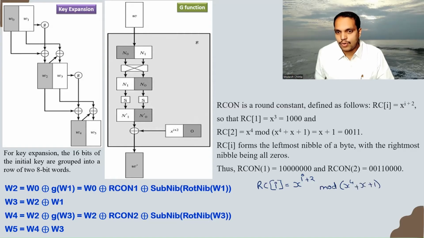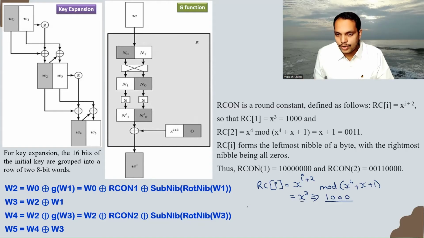Now for the first one, what do I do? I simply put I equal to 1, which makes this x cube mod. Because x cube has a degree less than your polynomial degree, this is accepted. And x cube can be written as 1, 0, 0, 0. How did I write this? See, x cube's coefficient is 1. There is no x square component, so 0. There is no x component, so 0. There is no constant component, so 0.